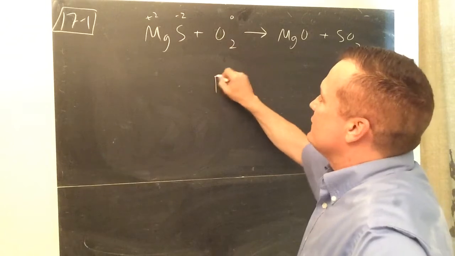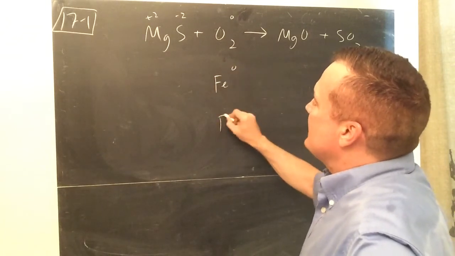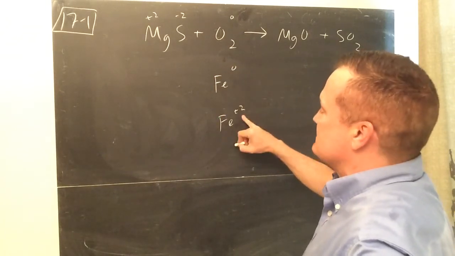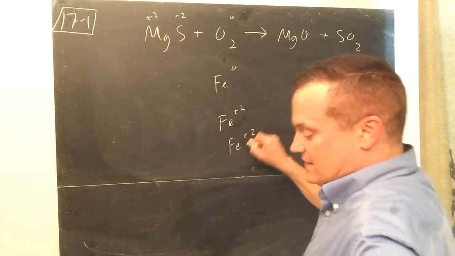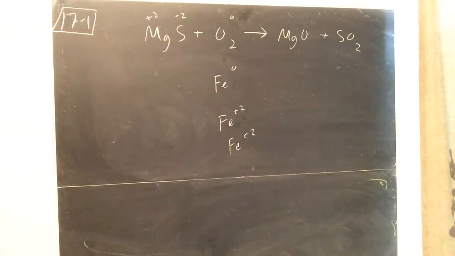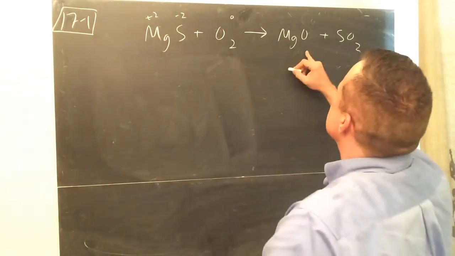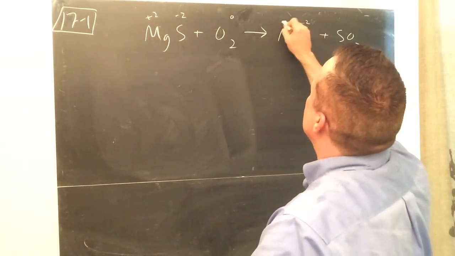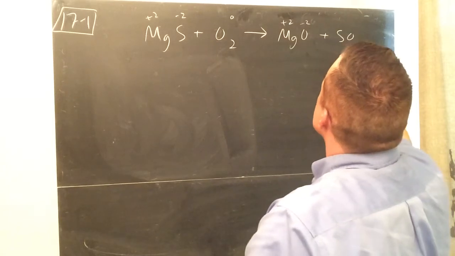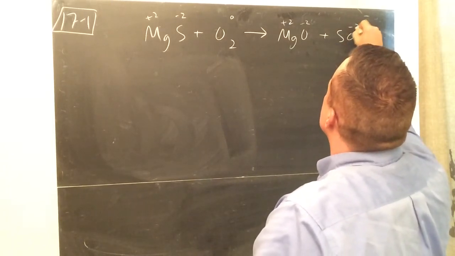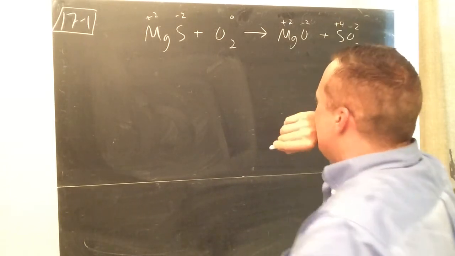Like iron is always 0, unless it has a charge, then it's +2 or +3. Now, so oxygen is 0. Magnesium oxide, that's -2, that's +2. SO2, that's -2, that's +4.